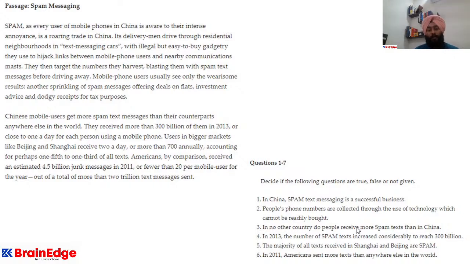The question says in China, spam text messaging is a successful business. It is true, false, or not given, right? Let's see. Spam, as every user of mobile phones in China is aware to their intense annoyance, is a roaring trade in China. So text messaging is a successful business, a booming business. Booming means roaring. Business means trade.